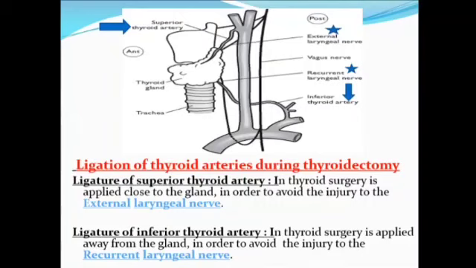Now, the ligation of the inferior thyroid artery. The recurrent laryngeal nerve lies very close to the inferior thyroid artery near the base of the thyroid lobe. Therefore, during thyroidectomy, the inferior thyroid artery should be ligated away from the base of the thyroid lobe to avoid injury to the recurrent laryngeal nerve.